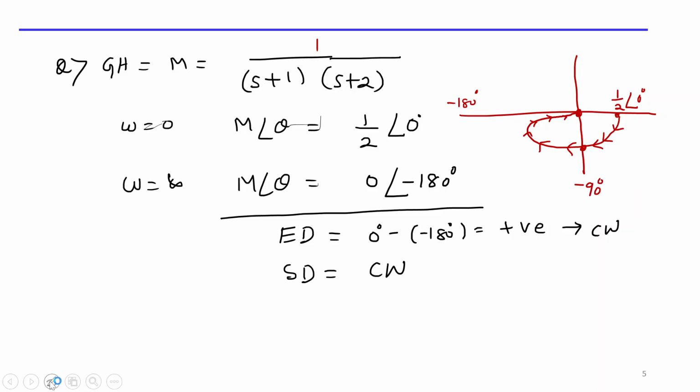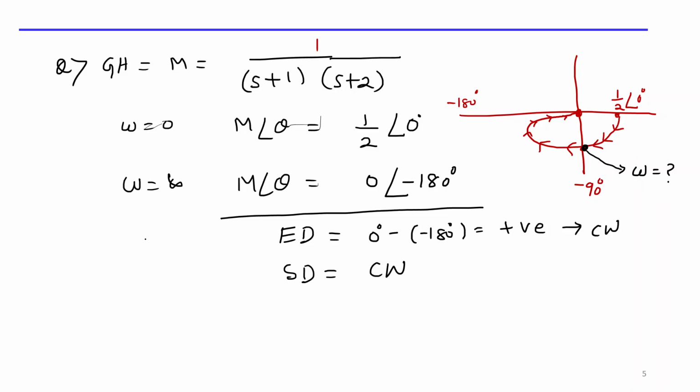Let me change the color. It is crossing this minus 90-degree line at this point. So he will ask you to find out, when the polar plot is crossing this point, what is the frequency? What is the omega value at this point? Can anyone tell me how to find out the omega value at this point? I have already given this hint in the root locus course.